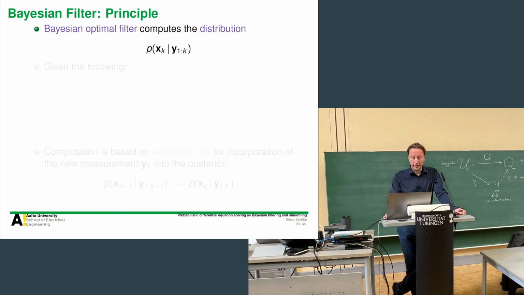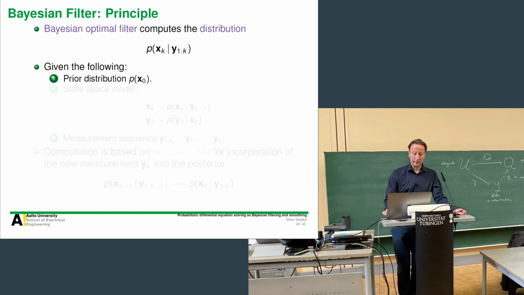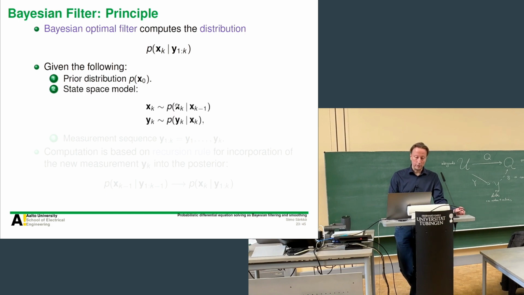So we have been given a Bayesian model. We have the prior distribution, which is the distribution of the initial state at time x0. It could be x1, but I'm using x0 as the starting point. Then we have a state space model, which is defined by the Markovian transitions. We have been given these distributions or densities of them, and then also the likelihoods or the measurement models. And then we are given a measurement sequence.